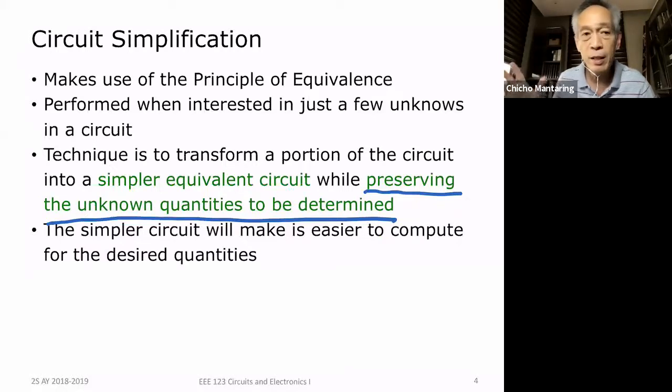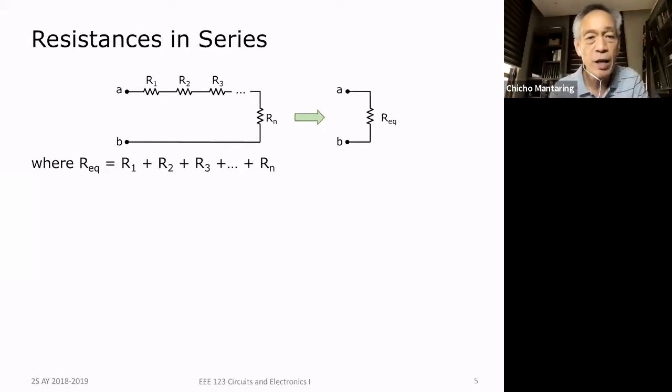And there are certain structures, we're talking about resistors, that right away you can recognize as being able to simplify it. For example, when you have resistances in series. So here on the left side, I have N resistances in series. I maintain that with respect to terminals A and B, I can replace all of those resistances with just one equivalent resistance, where the equivalent resistance is just the sum of all of the individual resistances. And this is very, very, very easy to prove.